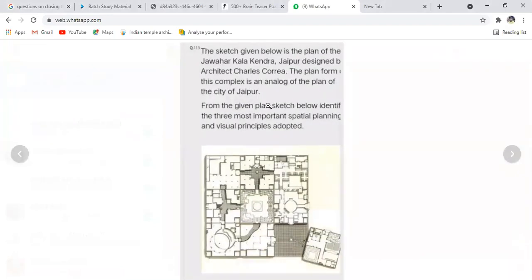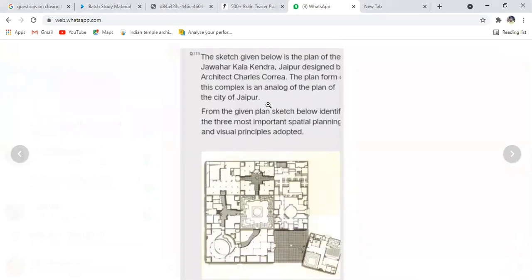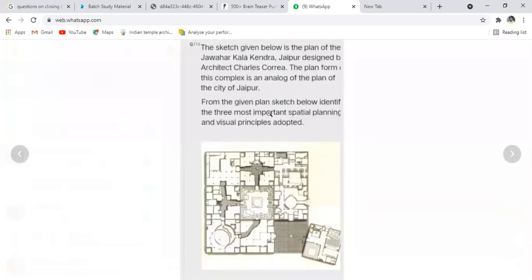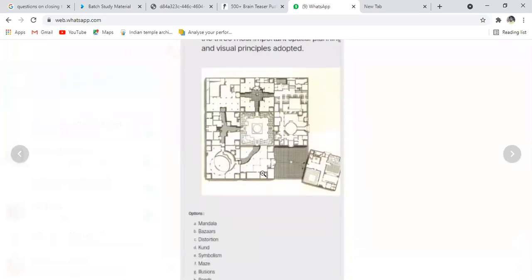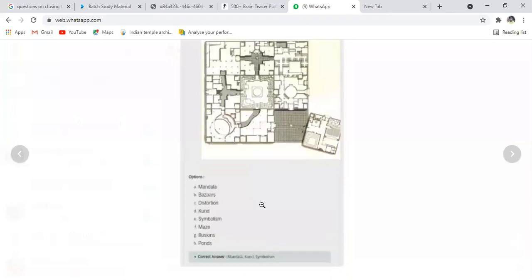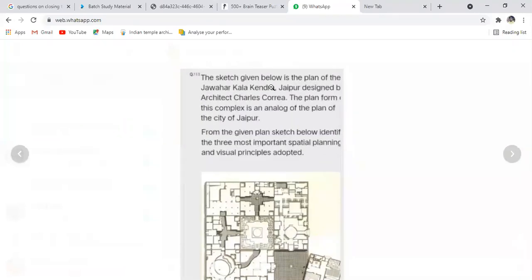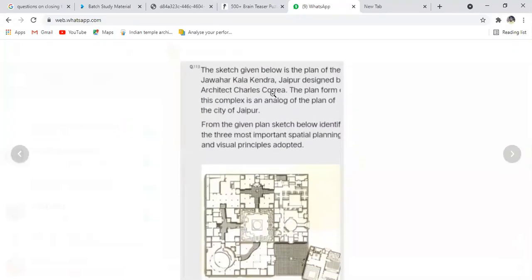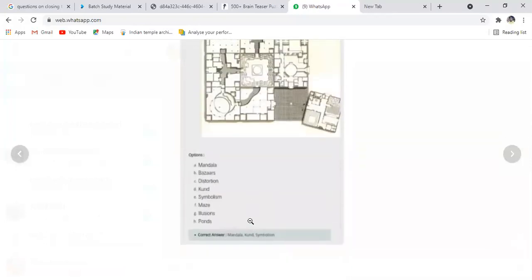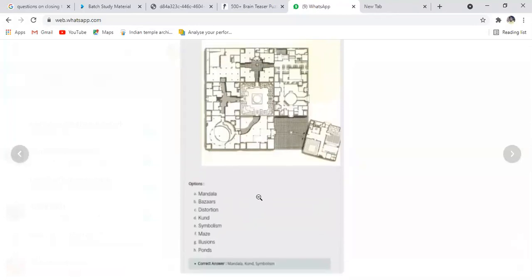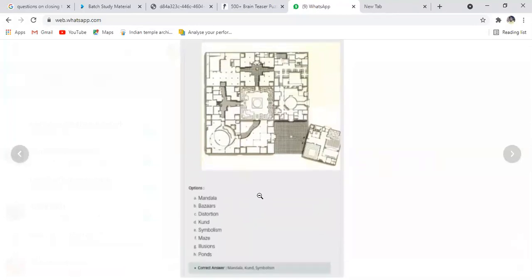Let's take a look at the sketch that has been given. The plan is of Jawahar Kala Kendra, Jaipur, designed by architect Charles Correa. The plan of this complex is an analog of Jaipur. From the given plan, identify the three most important visual principles adopted. Once I look at this image, it is the plan of Jawahar Kala Kendra, Jaipur, designed in the form of a complex.